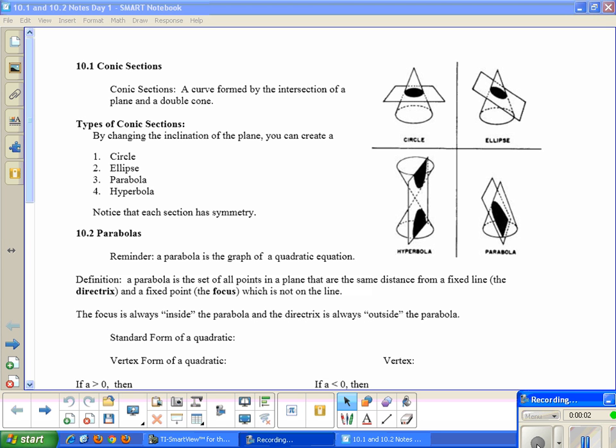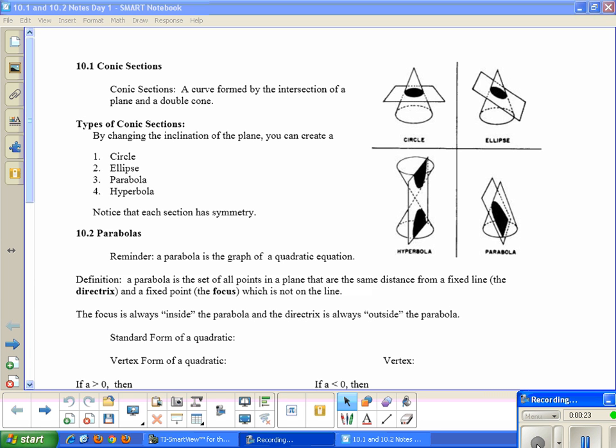Section 10.1, conic sections, and we're also going to do 10.2, which is parabolas. Just as a reminder, we already talked about conic sections. A conic section is a curve formed by the intersection of a plane and a double cone. And remember, we can get the types of conic sections by changing the inclination of the plane as you make slices through each of the cones.